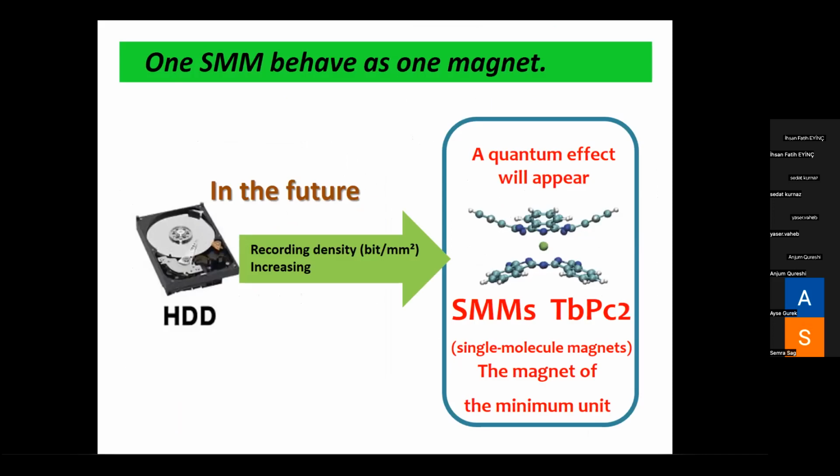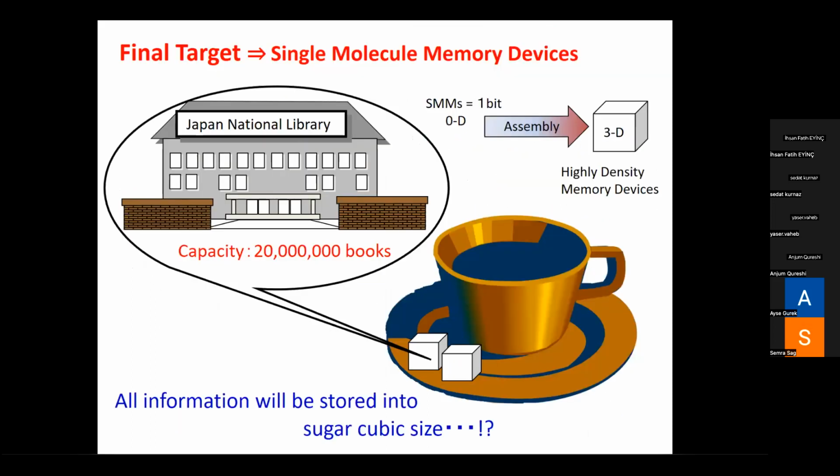To overcome Moore's law, we must use a single molecule magnet. Our final target is, for example, the Japan National Library with 20 million units. All the information would be stored in a sugar cube sized memory device. This is our final approach.